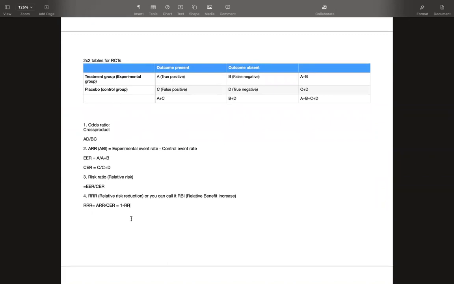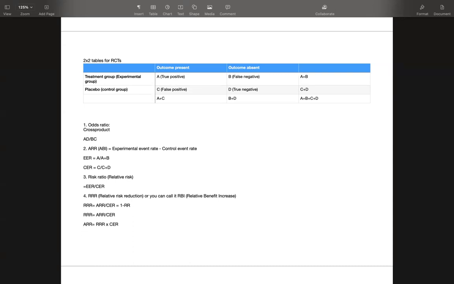And now if we can see that RRR is equal to ARR divided by CER, then it means we have another formula of ARR, not just this formula, but another one, which is basically RRR times CER. Okay? This is very high yield and very important to remember. This is a new thing which we can find out for RCT.